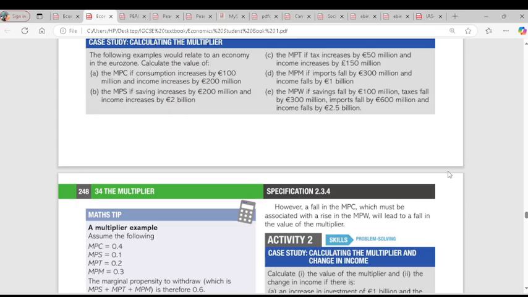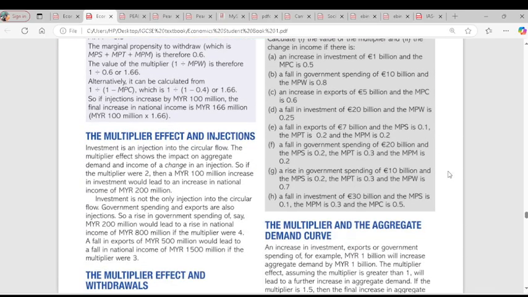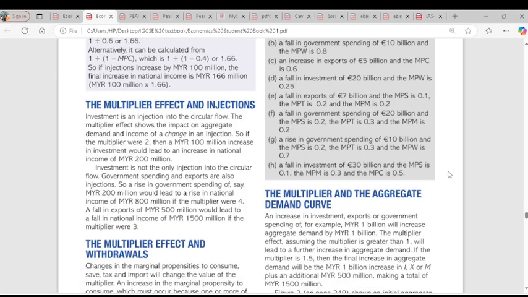So that takes us to the multiplier effect and injections. Are you there? Yes. Okay. When we talk about injection, we're simply talking about investment, right? So I wrote, investment is an injection into the circular flow. The multiplier effect shows the impact on aggregate demand and income of a change in injection. So an increase in injection, are you with me? An increase in injection will increase the multiplier effect. A fall in injection will bring about a fall in the multiplier effect. Are injection and the multiplier effect clear?